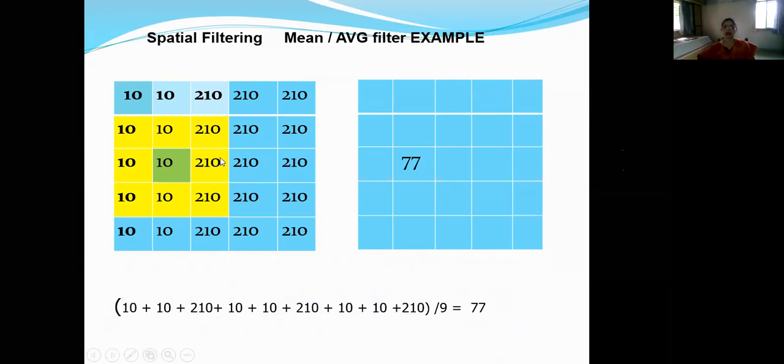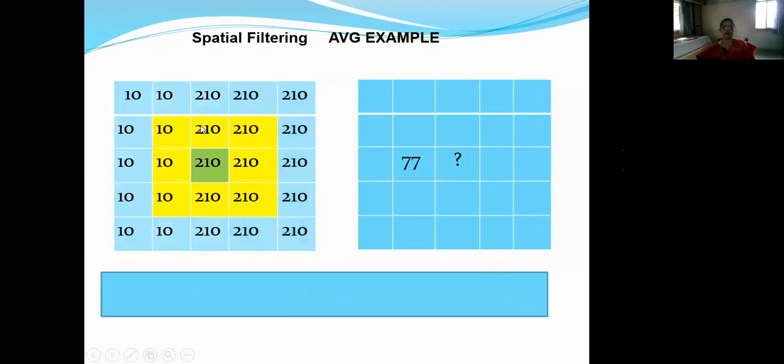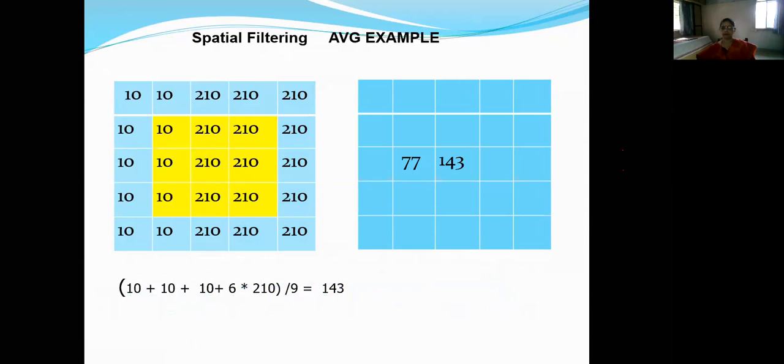Now just apply this filter on the next consecutive pixel having value 210. Consider this 3 by 3 local neighborhood and again apply the standard averaging filter on this particular pixel, which is indicated here in green. Simply add all these 9 pixels and divide by 9. So you are getting the result as 143, which is the average of this yellow region from the given image.